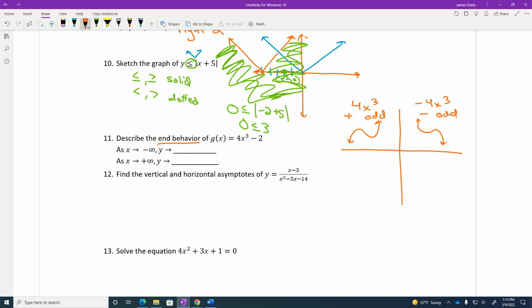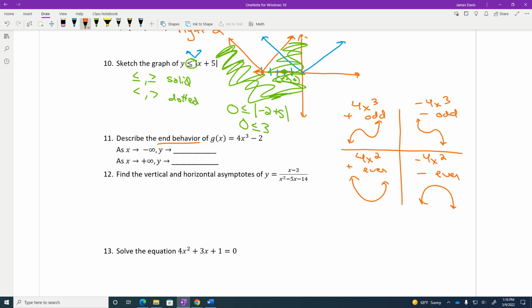You could also have an even power. So let's say it's a positive 4x squared. So this is positive even. It's going to in some way look like that. Might have some more stuff in the middle, but it's going to be something like that. And the last possibility would be negative 4x squared. So negative and even. So those are your 4 possibilities for end behavior.